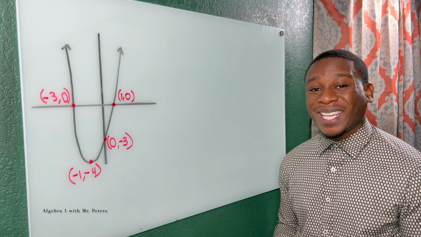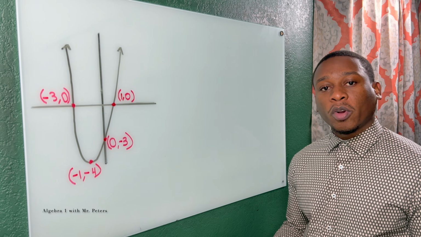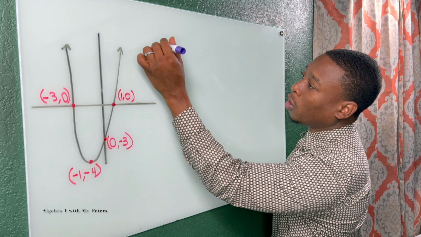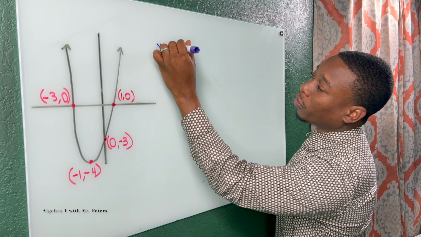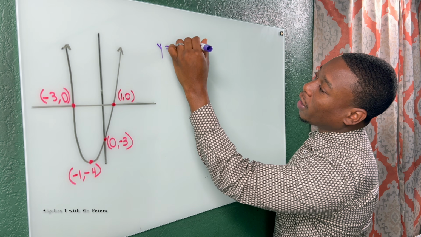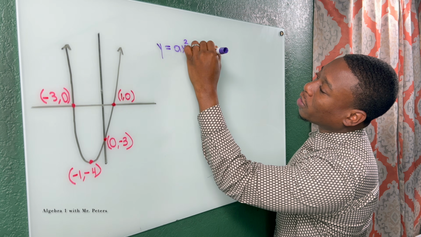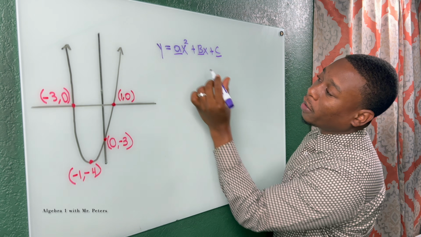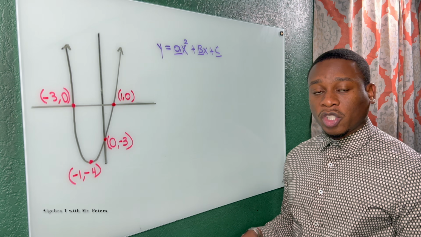In this video, we're going to look at parabolas and how to write the equation based off the graph and key points. When we approach these problems, we could write the equation for the quadratic equation, or the graph, I should say, in standard form, which is ax squared plus bx plus c.